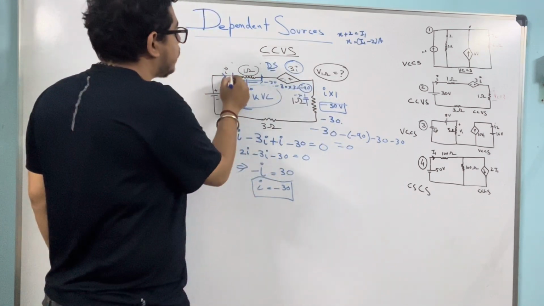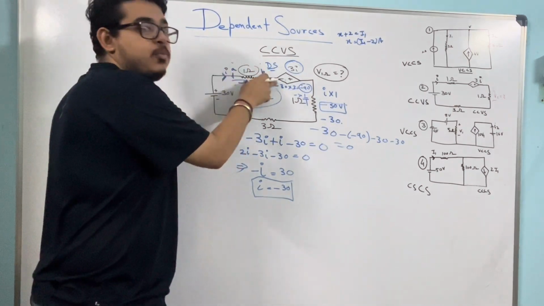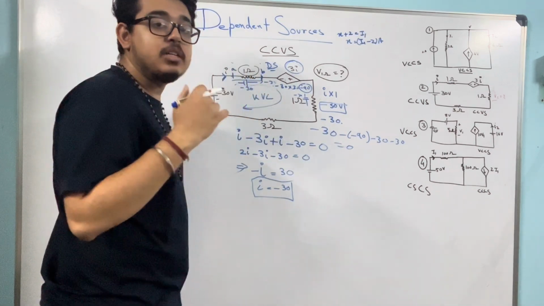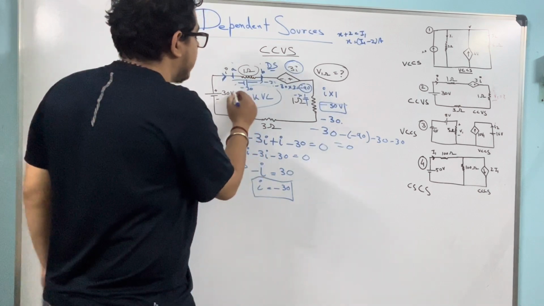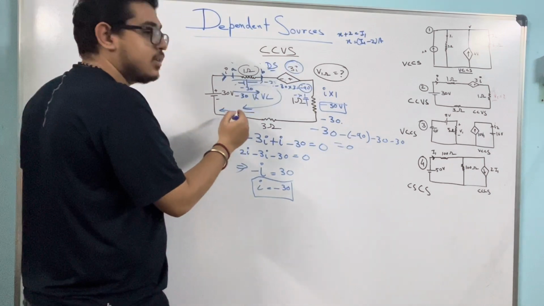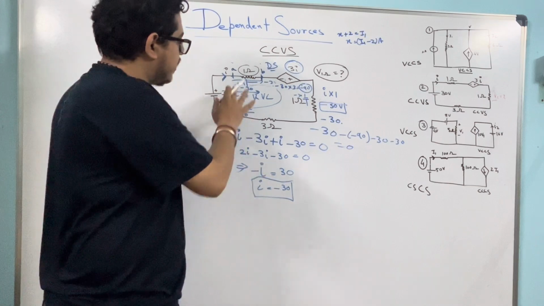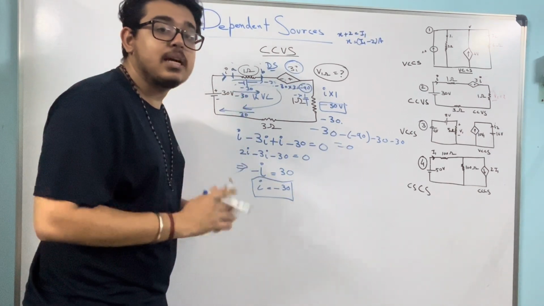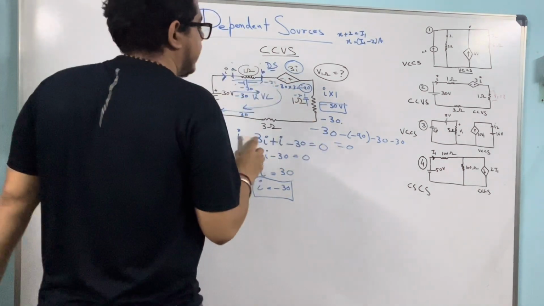And if I ask the drop from this point A to B, then I have to go from A to B. Either direction of the current I can choose, but I have to use the same convention of the sign also. If I choose the current is flowing like this, I have to use minus 30. If I assume the current is flowing like this, I rectified my direction, then I have to use plus 30. It's your choice what to follow, but whatever you follow, you have to use the sign convention. Very, very important. Solving problems will make you understand these things.